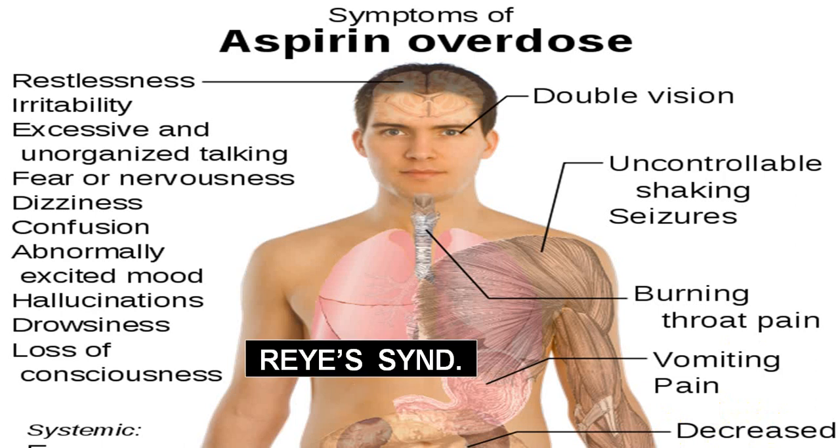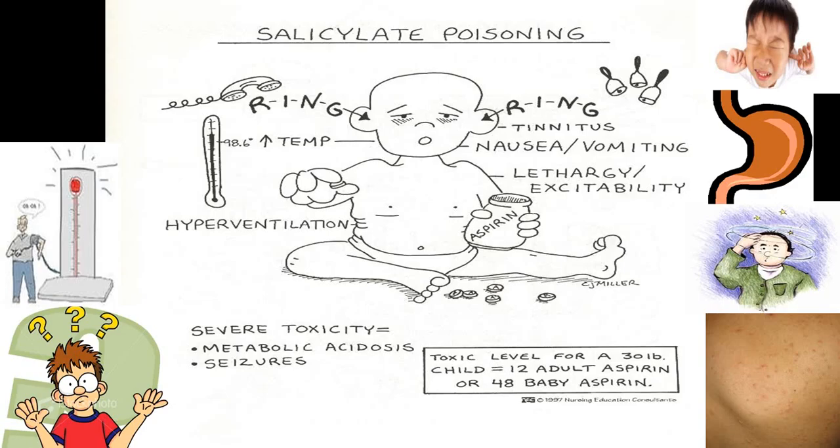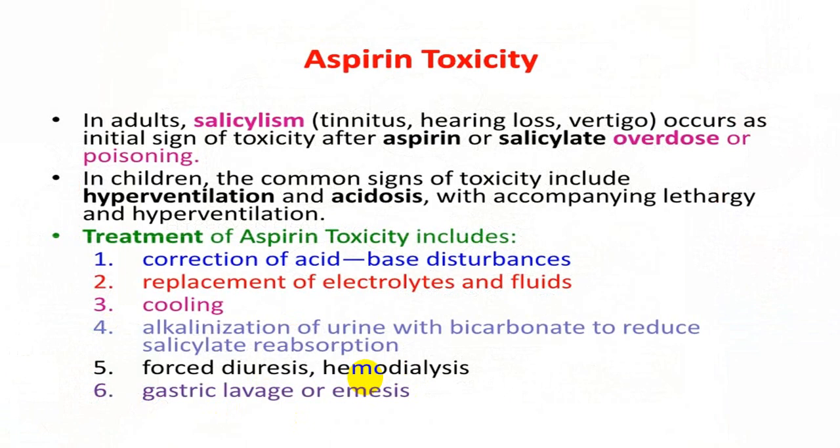And in children, it can produce Reye syndrome. So a child might complain of ringing in the ears, increased body temperature, hyperventilation, nausea, vomiting, lethargy, excitability. So CNS side effects, dizziness, metabolic acidosis and seizures. This metabolic acidosis and seizures produce the major toxic problems. So depending upon that, you treat them.